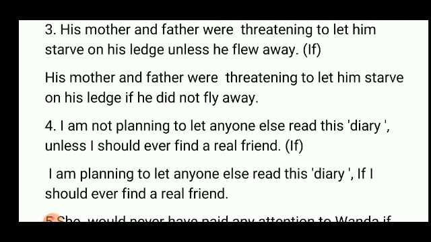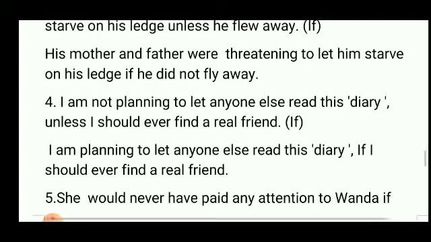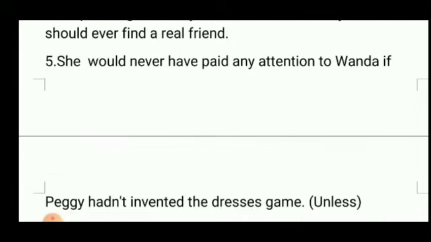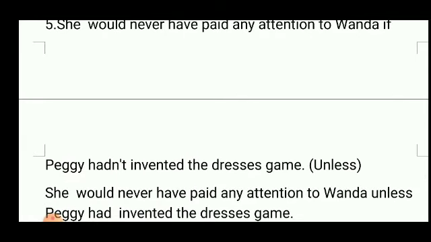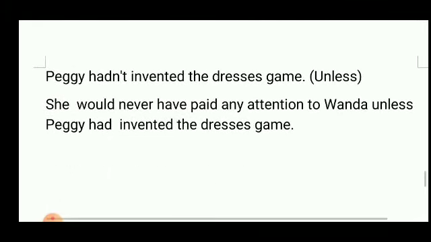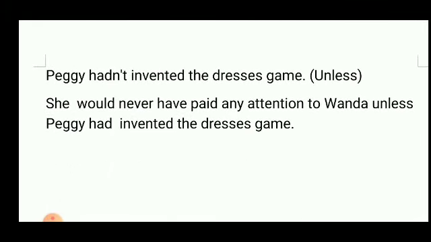Fifth number example, dear students, please. She would never have paid any attention to Wanda if Peggy hadn't invented the dresses game. So unless, what's the answer? She would never have paid any attention to Wanda unless Peggy had invented the dresses game.